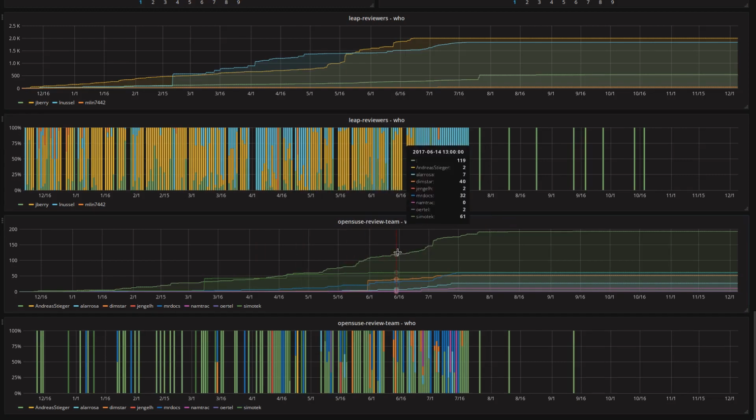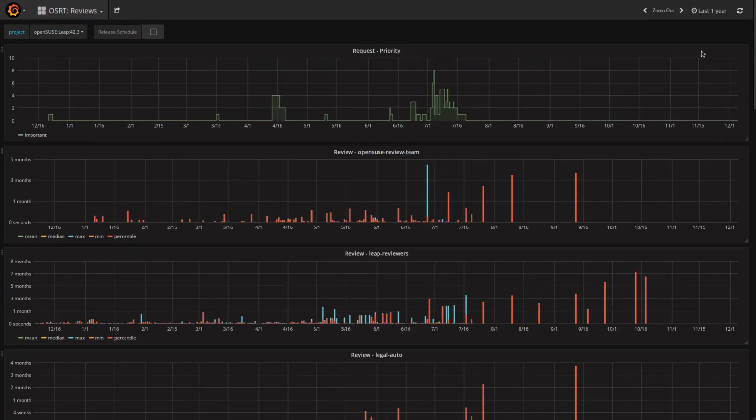Similarly, the openSUSE review team reviews. There are a lot fewer of these for Leap because most of the things have already been passed through either the SLE process or the factory process or both. So there are only certain cases where these reviews are added, so you'll see these numbers are relatively low, but again, you can tell who is doing the majority of the reviews, and broken down by day when they were completed. So that's what those are.